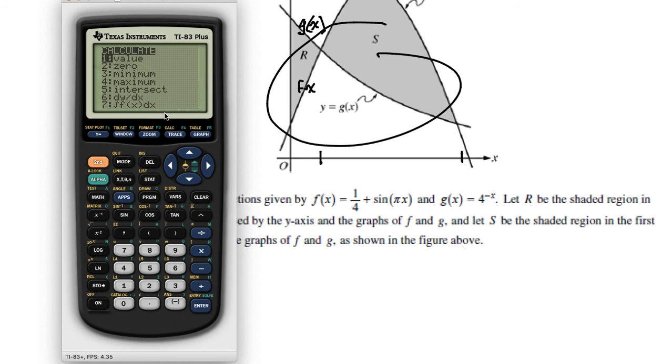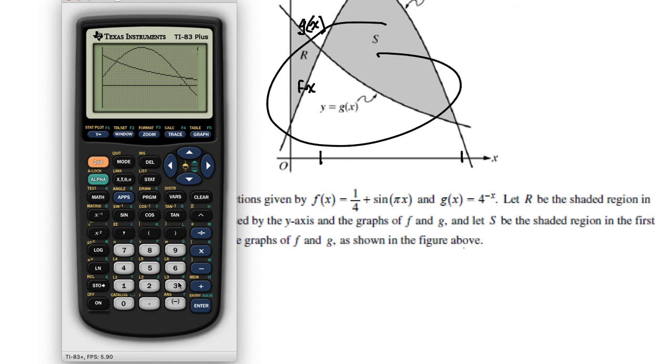I do second trace to calculate the intersection, so 5, and enter first and second curve. My guess, so this guess is important. If I guess like 0.25, I'll get that intersection. If I guess 1, I'll get that intersection. So the guess is the only thing that distinguishes the two intersection points. So I'm going to guess 0.25.